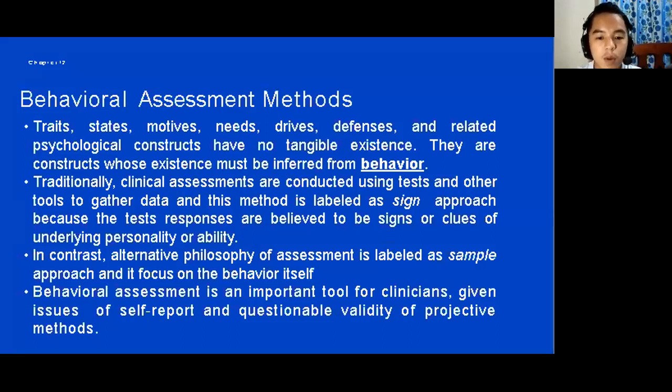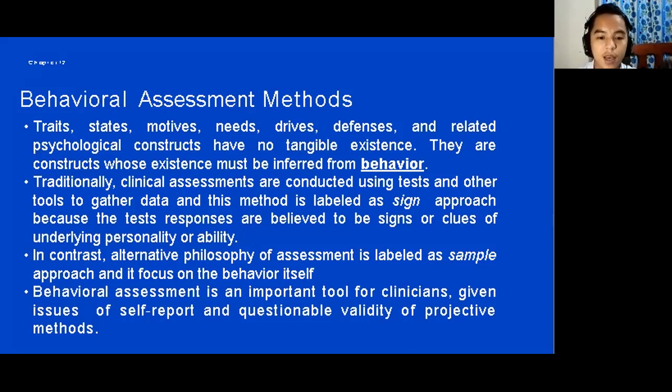Traits, states, motives, needs, drives, defenses, and related psychological constructs have no tangible existence. That is why the behavioral assessment method came to exist, because these constructs must be inferred from behavior. So these constructs, which have no tangible existence, are inferred only through behavior. That's why the behavioral assessment method emerged.